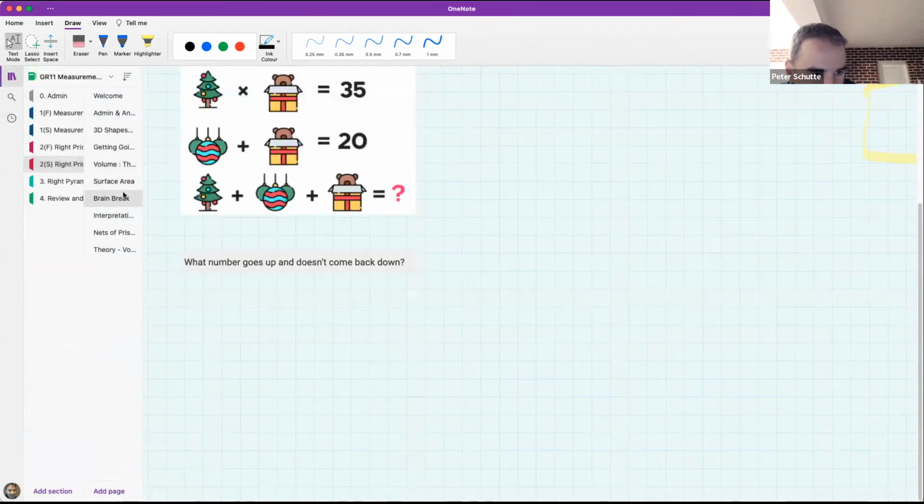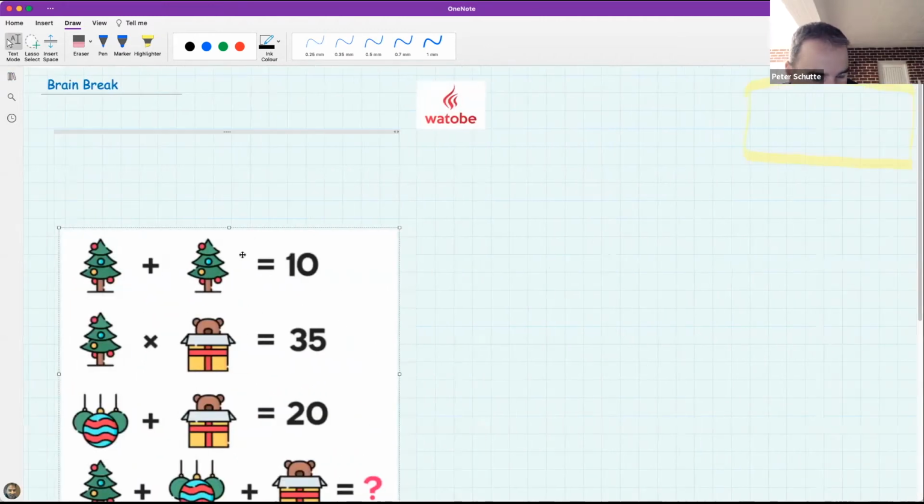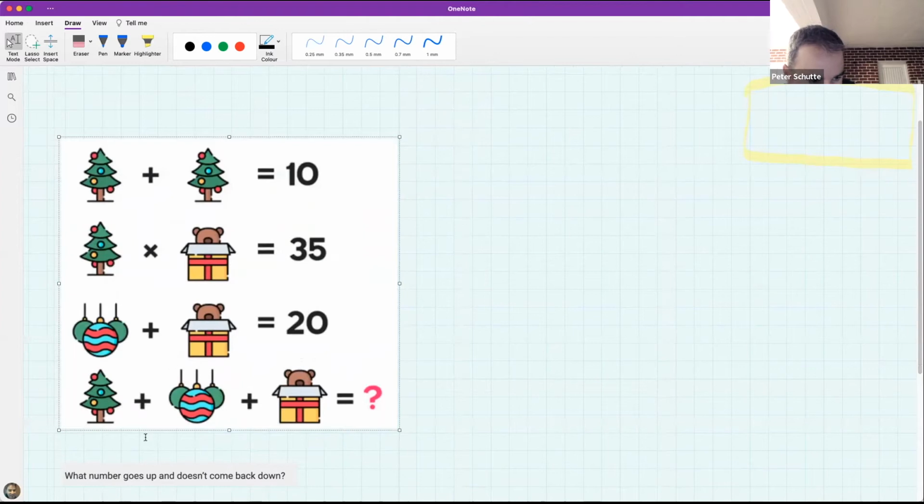And while you are finishing off your stretching, here is our brain break for today. So can you figure out what a Christmas tree plus an ornament plus a teddy bear in a box is going to be equal to? Let's see what you can do.